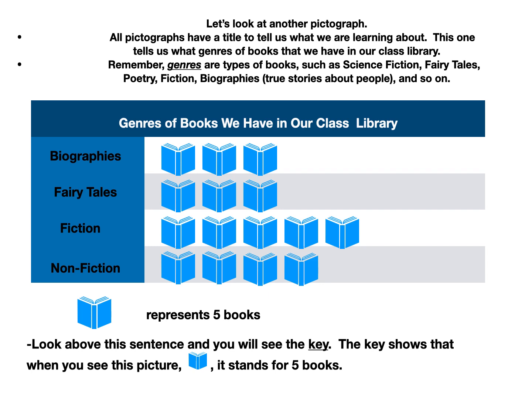Let's look at another pictograph. All pictographs have a title to tell us what we are learning about. This one tells us what genres of books we have in our class library. Remember, genres are types of books, such as science fiction, fairy tales, poetry, fiction, biographies, true stories about people, and so on. At the bottom, look above the sentence and you will see the key. The key shows that when you look at this picture, the picture of the book, it stands for 5 books.